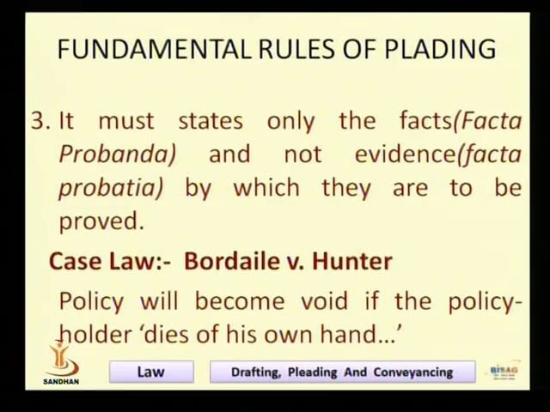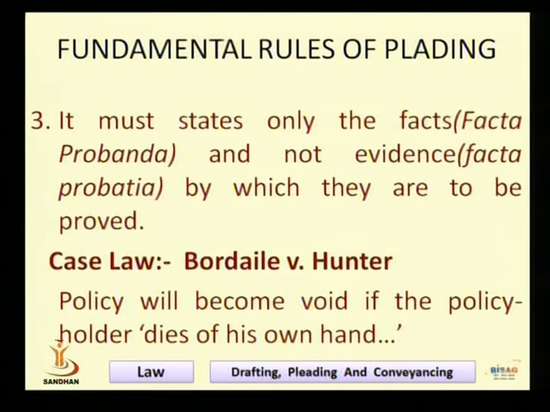So these are the three exceptions to the second rule. The third rule of this fundamental rule of pleading is the pleading must state only the facts and not evidence by which they are to be proved. These material facts are considered as facta probanda and not evidence, which means facta probantia. These are the two Latin words.